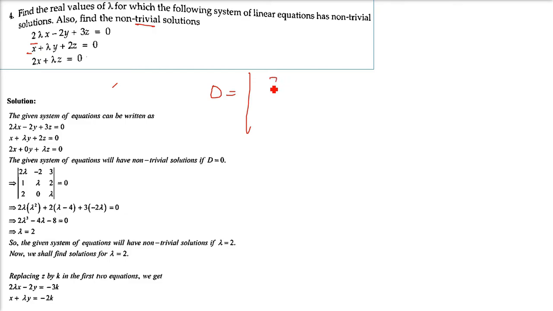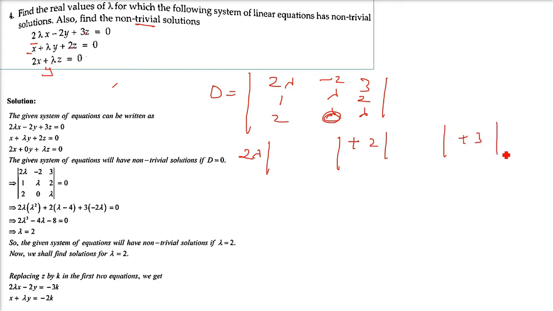This is going to be 2 lambda 1 2, and then we have minus 2 lambda, this is 0 because there is no y, and 3 2 and lambda. Okay, so this has to be equated to 0. I'm opening it using the first row, minus becomes plus, so plus 2 plus 3 into something. So 2 lambda 2, 0 lambda will come, and then when we put 2, it will be 1 2 2 lambda, and for 3 it will be 1 2 lambda 0.